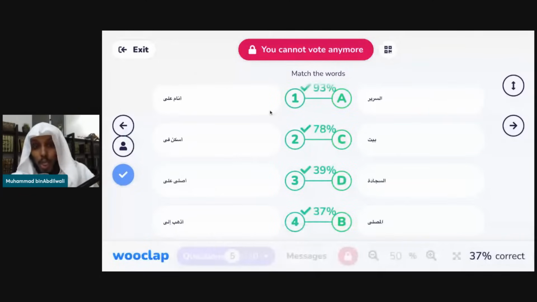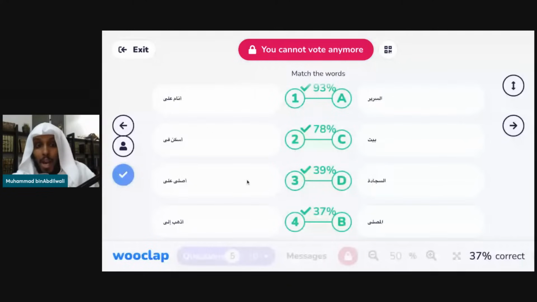So, anamu ala sarir. That's what you do. You sleep on a bed. Askunu fi bayt. You live in a house. أصلي على السجادة. وأذهب إلى المصلى. Now these two, a lot of you got it wrong, and I saw that coming.